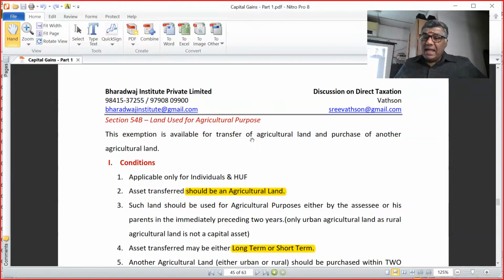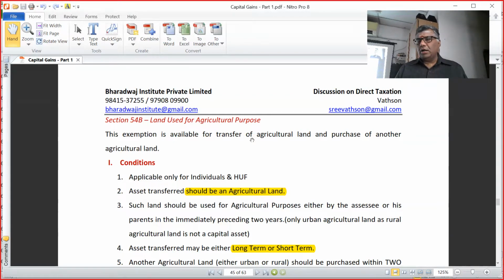54F: sell any asset other than house property, because if you sell a house property and buy a house property, you can claim 54. Why will you opt for 54F? Because it has one extra condition and it has a formula for computation, whereas 54 is simpler. So sell any asset, buy house property. It can be jewelry, vacant land, or shares. But what you should invest in is a house property. If you do that, you will get that exemption.